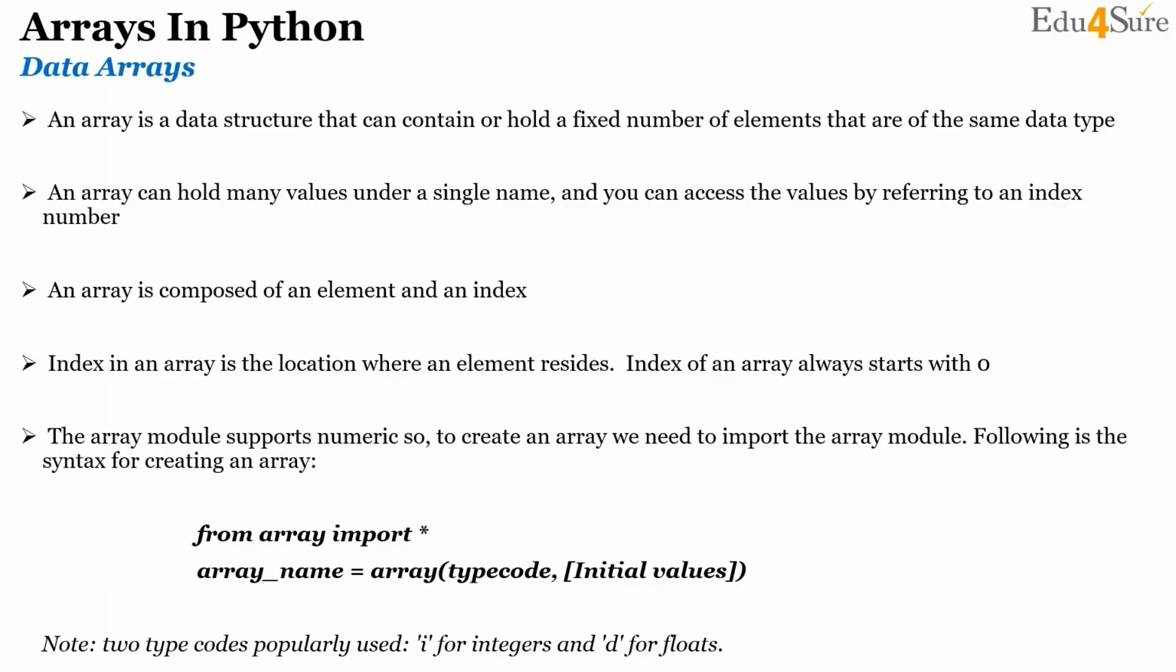Arrays in Python. What is an array? An array is a data structure that can hold a fixed number of elements that are of the same data type. An array can hold as many values under a single name, and you can access the values by referring to an index number. Here, index number refers to the position of the element in the array. An array is composed of an element and an index.